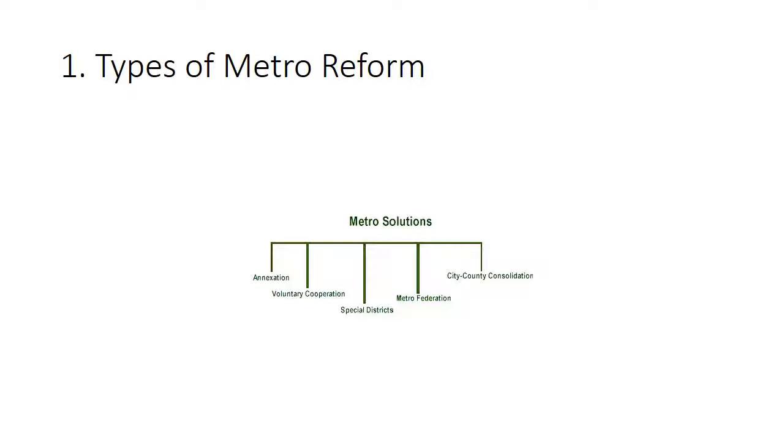Again, this doesn't really change the structure of government, but it is a form of reform in the metropolitan area, just like annexation. Then the next type, and obviously this is the most common type, we talked about the Regional Transportation Authority in the six-county area around Chicago as an example of a special district.